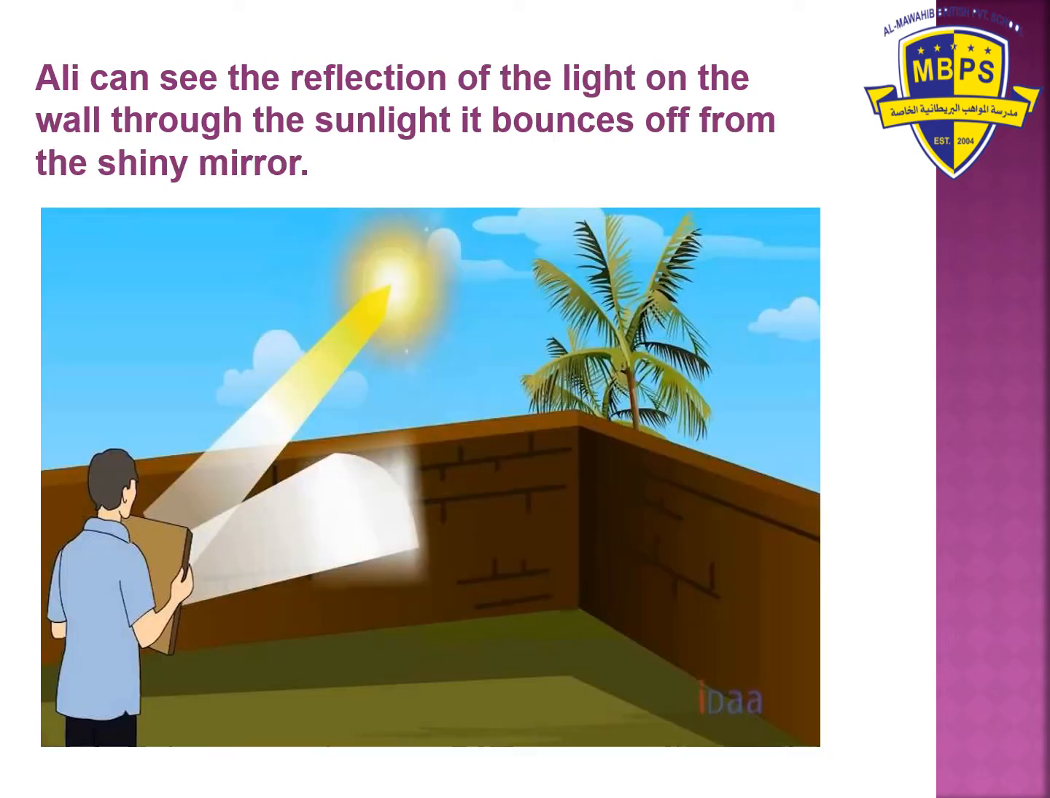Who is the light source here? The sun is the light source. Ali holds the mirror, and look at what he is observing. The sunlight bounces off from the shiny mirror. It bounces back and shows a patch, or you can say it reflects the light where? On the wall.